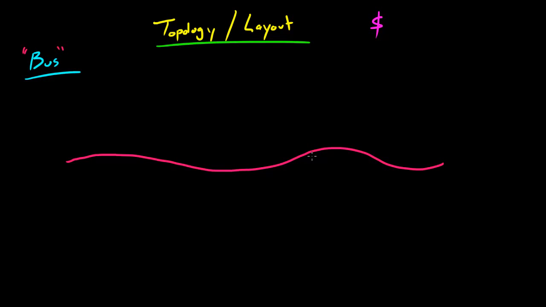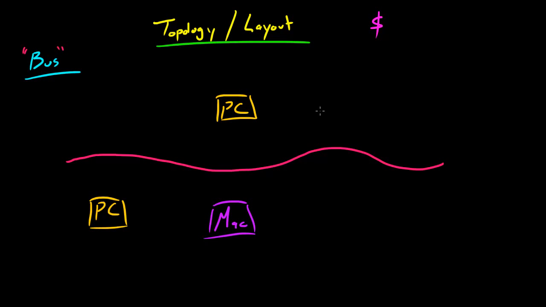It's kind of like a long chain, and all of your devices are going to be connected along the way. Let's say you have a PC right here, and we'll put another PC over here. Let me pick a new color. Maybe we have a MacBook, or an iMac, whatever, and a laptop over here. Basically, all of these things are going to be connected to the main backbone or the main chain.